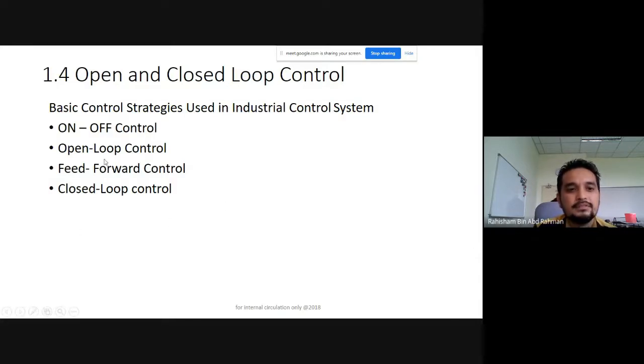The simplest that is used is on and off. What is on and off control? Very simple. You see the water level already up to the maximum limit, you turn it off. When it is down below the minimum level, you turn it on, and then the water will start to fill the tank. That is simple, on and off. What is rather more complicated? You start with open loop and feed forward. We will look into this.